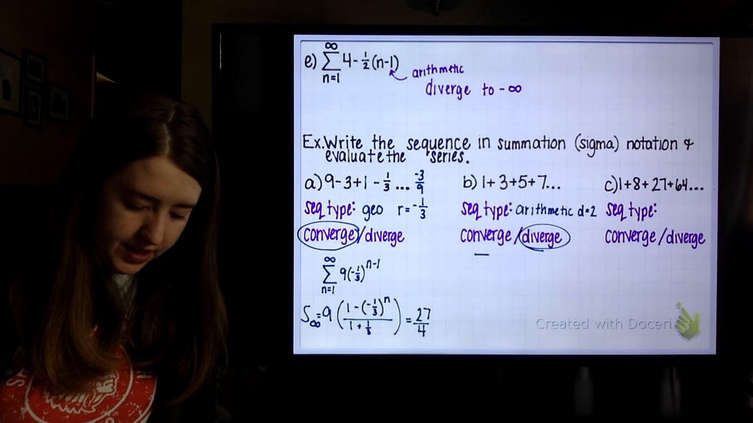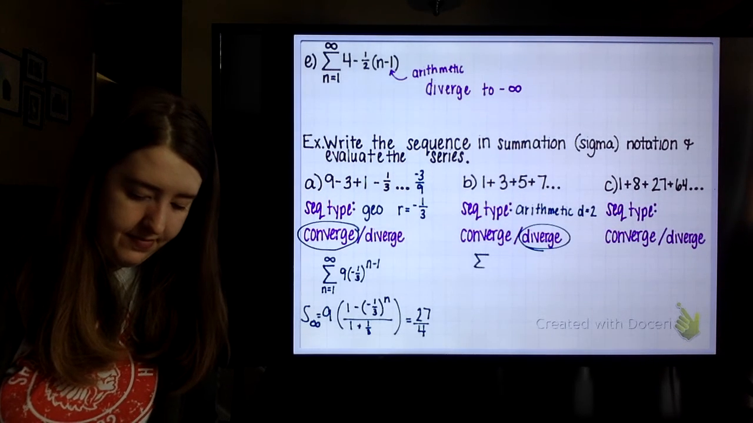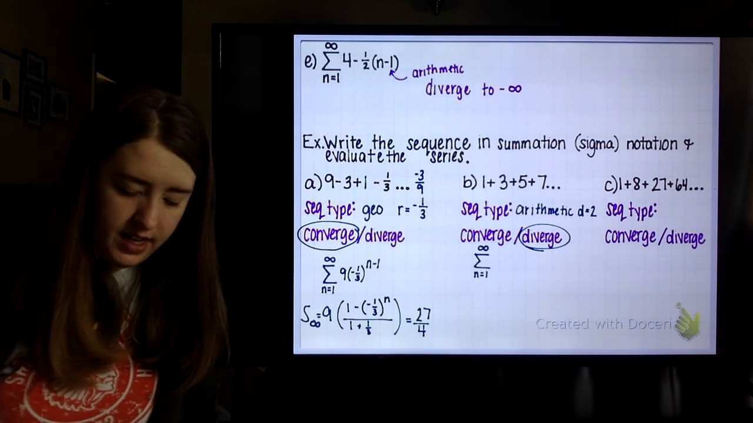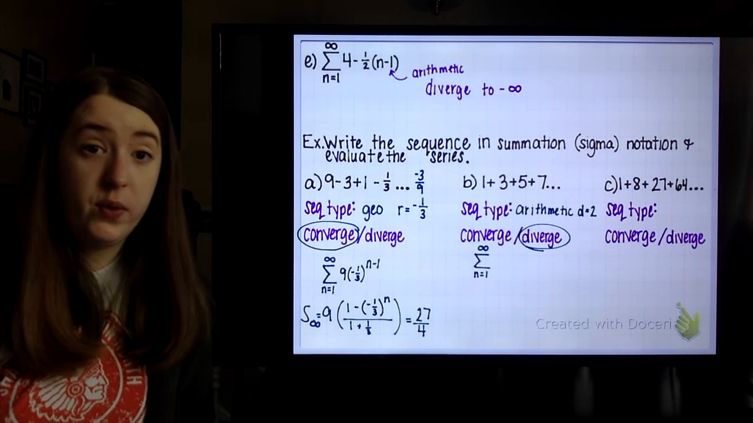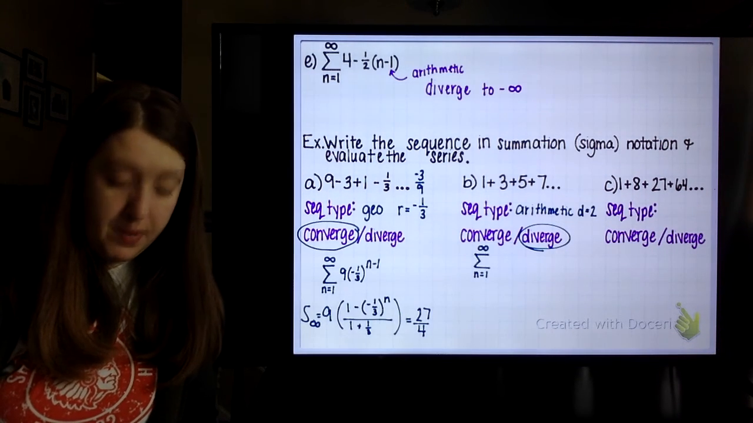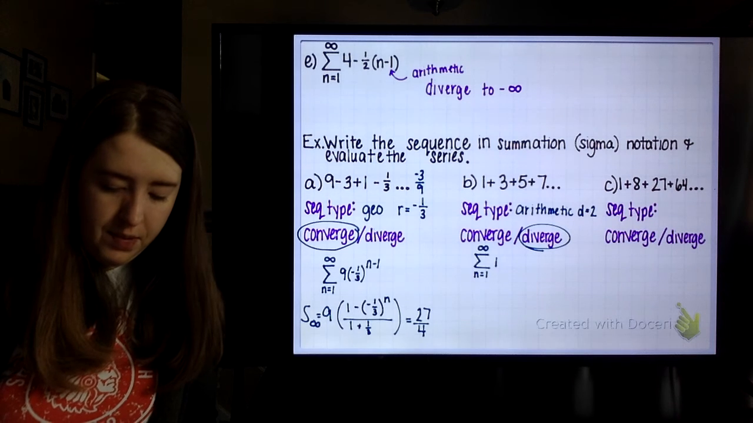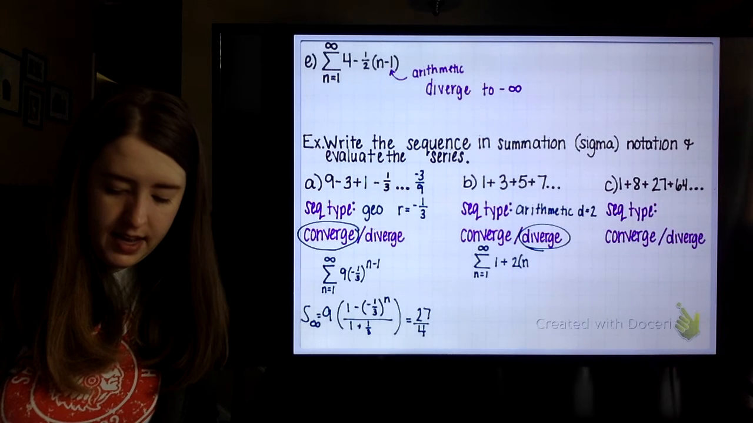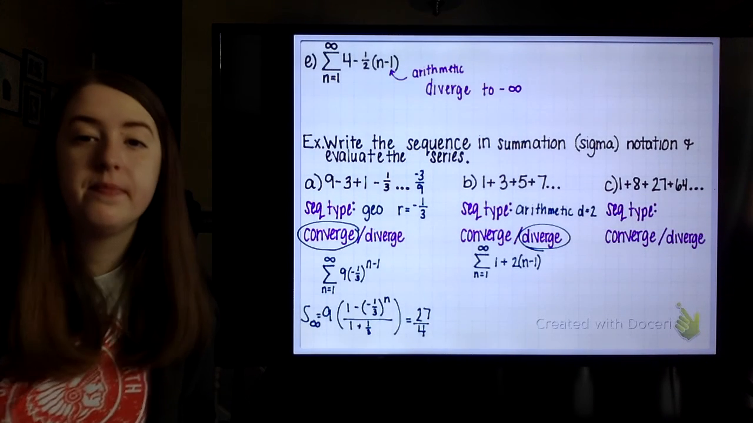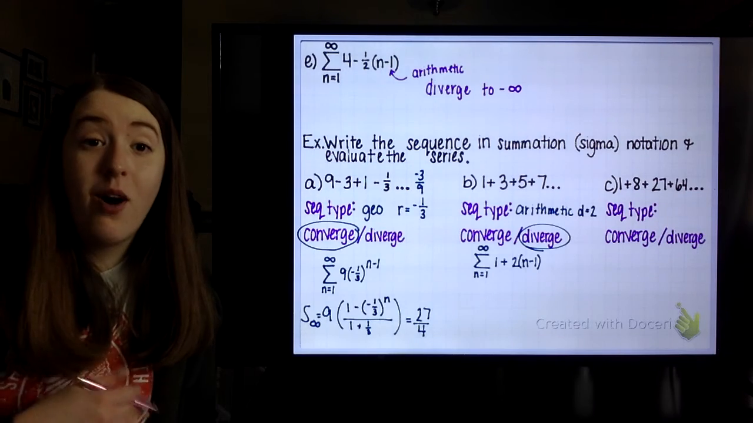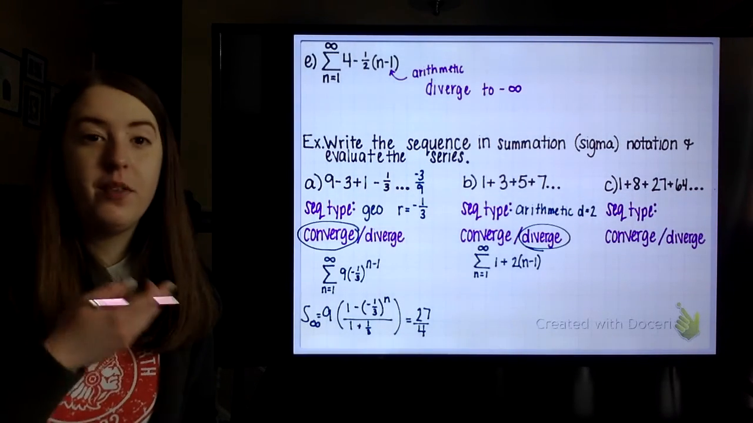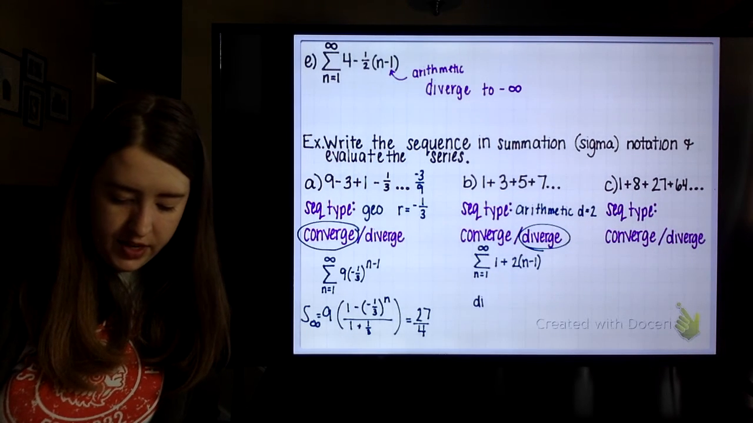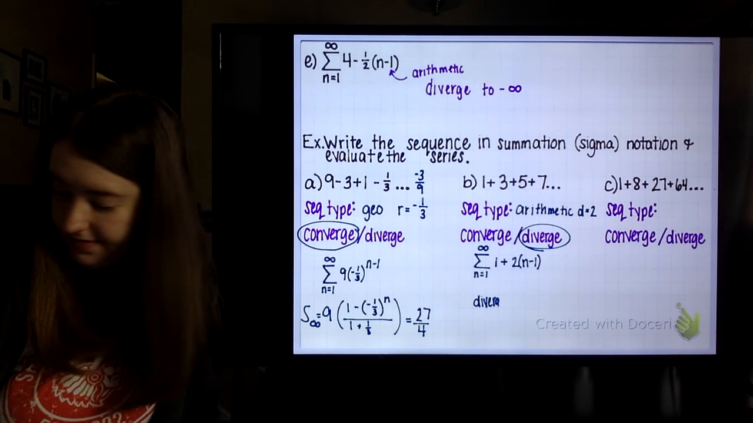Now let's write it in sigma notation. So I want the sum from n equals 1 to infinity of. Now, how do we write this for arithmetic sequences? Remember, it's the first term, which was 1, plus the common difference, which was 2, times n minus 1. Now, I'm adding all positive numbers together, right? And from here on out, I'm only going to get more positive numbers. So this is going to diverge to infinity.